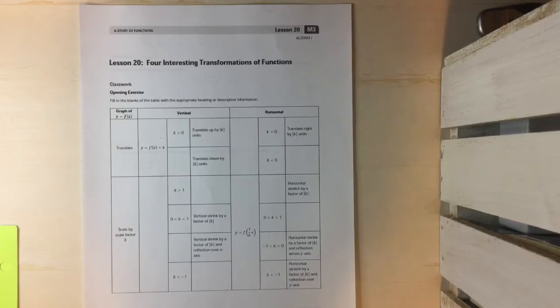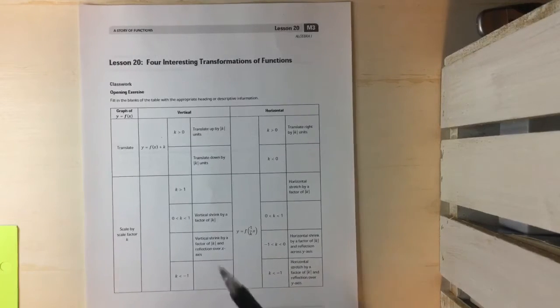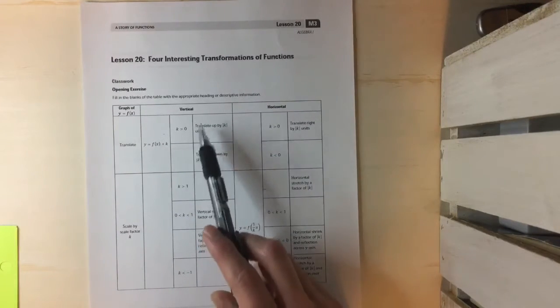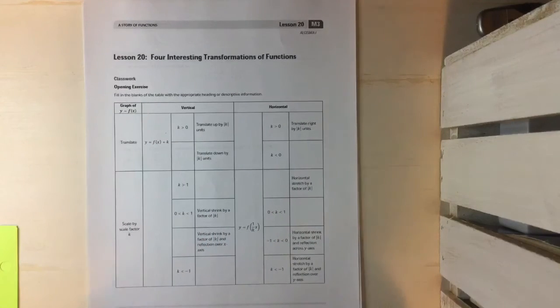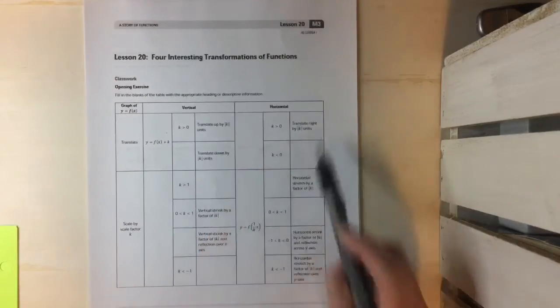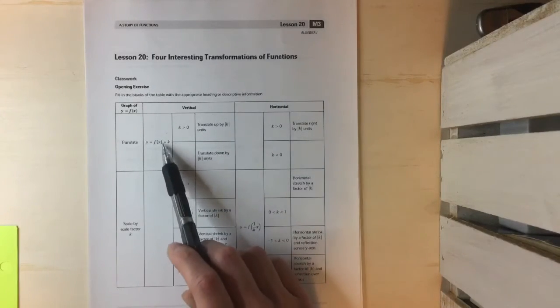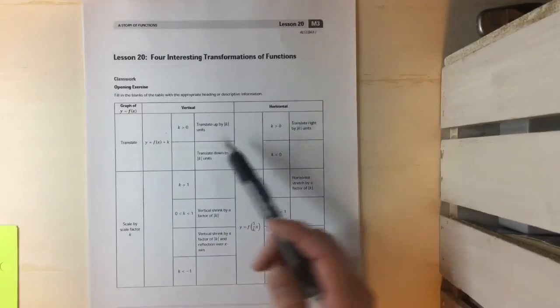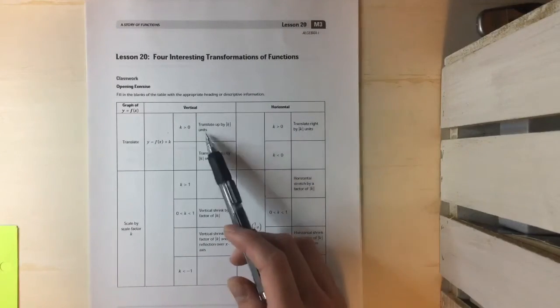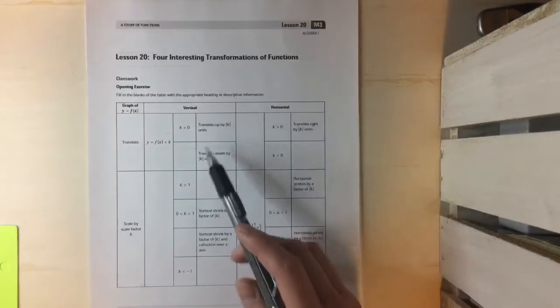Today we're kind of wrapping up all the different transformations that we've done. You can see right here that it's already talking about vertical and horizontal transformations. So this page wants you to go through and match up what we've been talking about. They already have an example on a couple, such as here, if k is greater than 0, when we have f of x plus k, then we're going to translate k units, or up by k units.